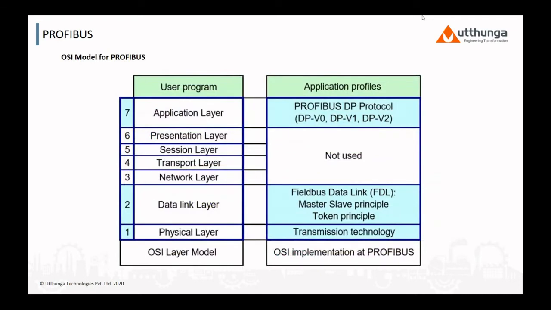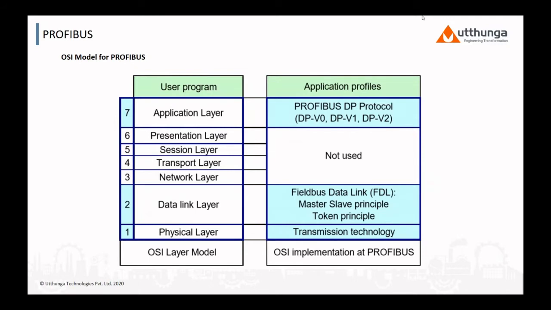So this is just in depth. What is the OSI model of PROFIBUS? Maybe this is actually the beginning of PROFINET. From here, PROFIBUS transferred to PROFINET after developing this kind of OSI model. So this is the basic OSI model for PROFIBUS. You can see the physical layer. Physical layer means the transmission technology, that is RS-485, and the data link layer, that is the principle behind the PROFIBUS communication, master-slave communication.